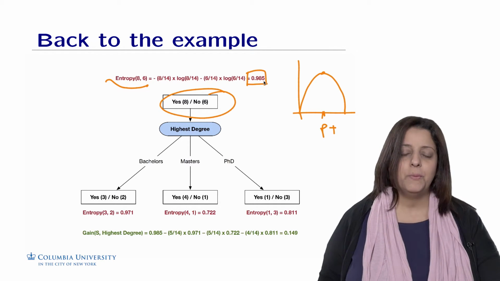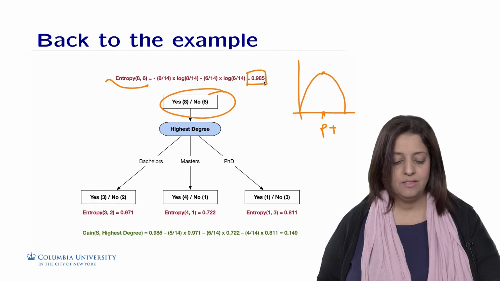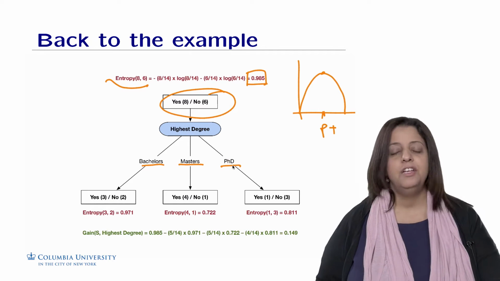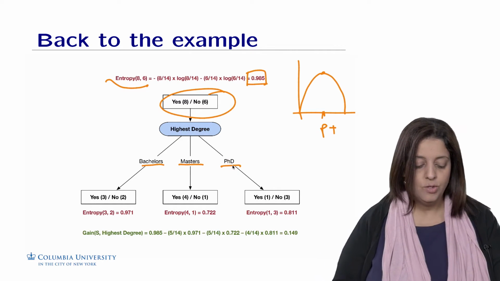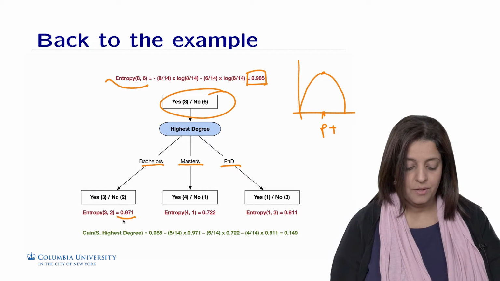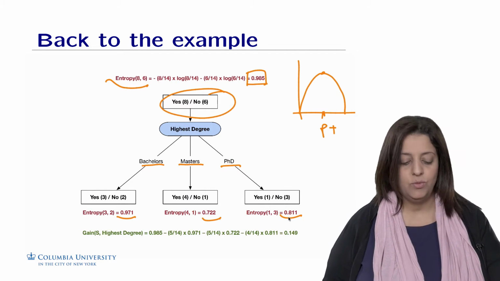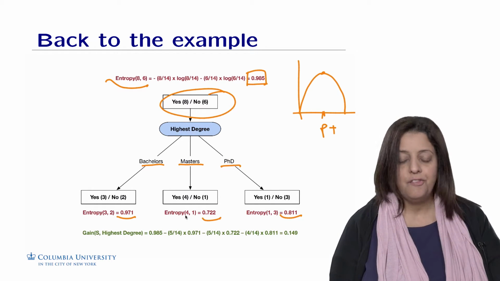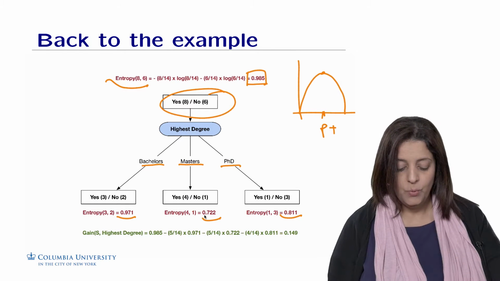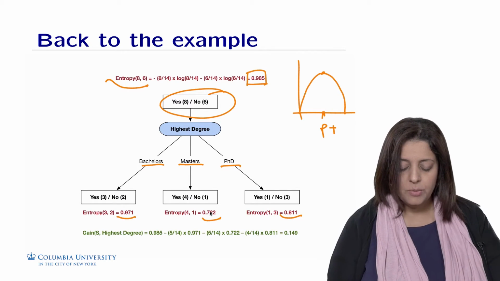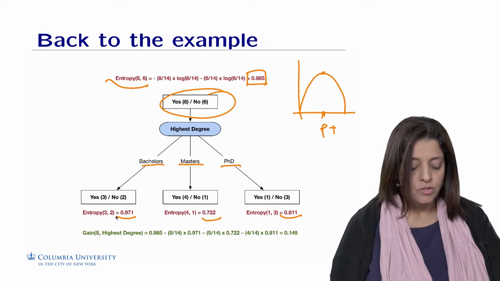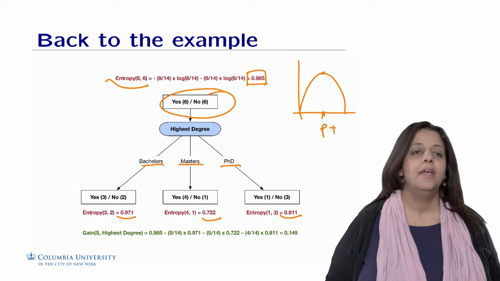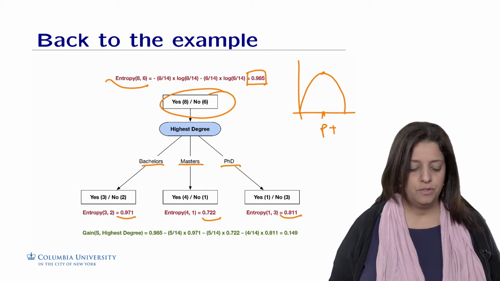Then we're going to pick one of the features to work with. Suppose we pick highest degree, which has as possible values bachelor's, master's, and PhD. If we split by each of these values, we get an entropy of 0.97 on the left node, 0.722, and 0.811. The node in the middle corresponds to the entropy of having 4 positive examples and 1 negative example, which lowers the entropy at this node. So overall, we're going from 0.985 to 0.97 for this node, 0.722 for this node, and 0.811 for this node.